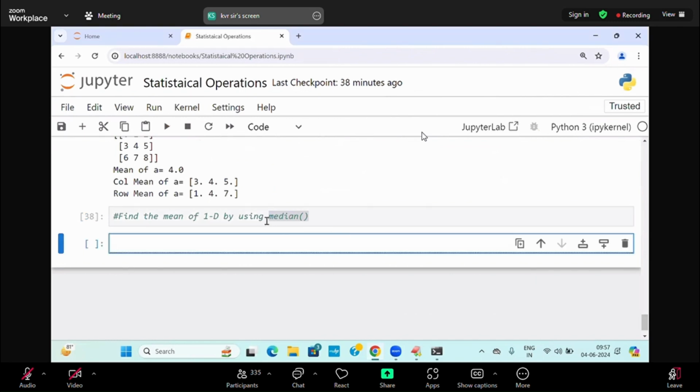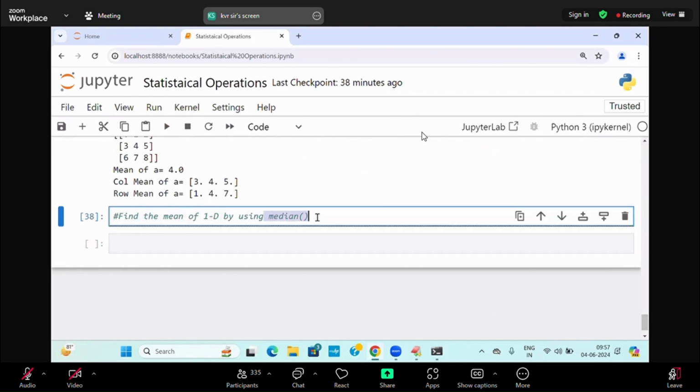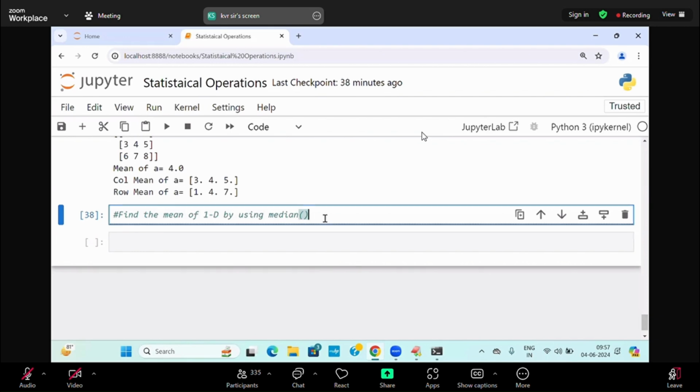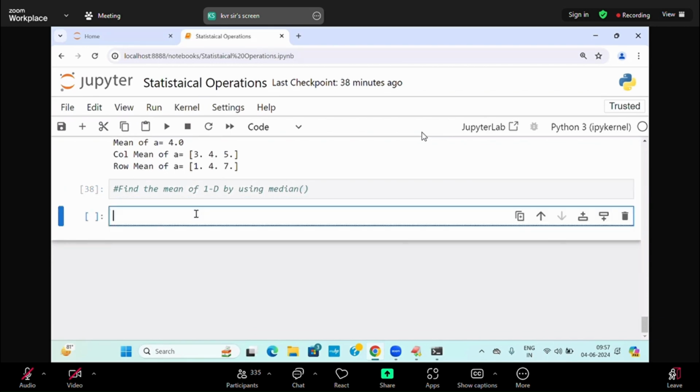What does this concept say? Median is going to be calculated in 2 ways: the number of numbers is even, or the number of numbers is odd. I'll tell you that entire description in the class also. So go to the example here. A is equal to np.array of some data: 10, 5, 6, 15, 20, and 8. This is my given data.